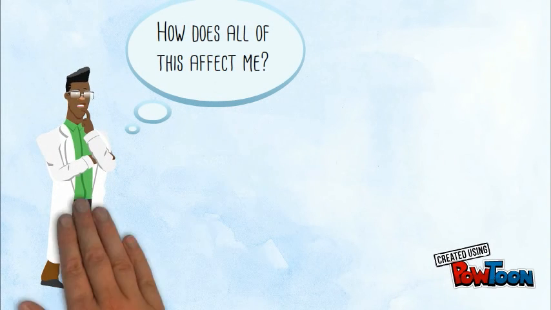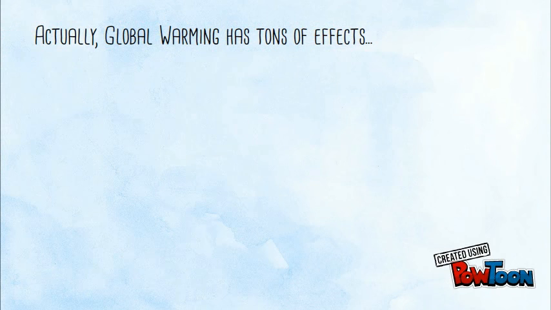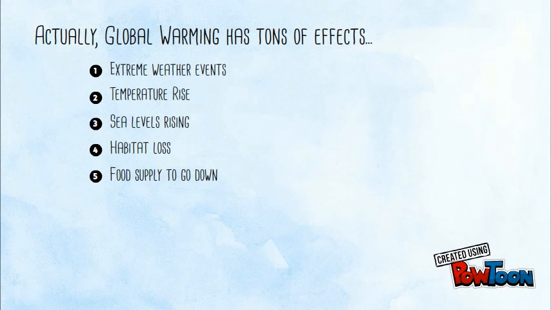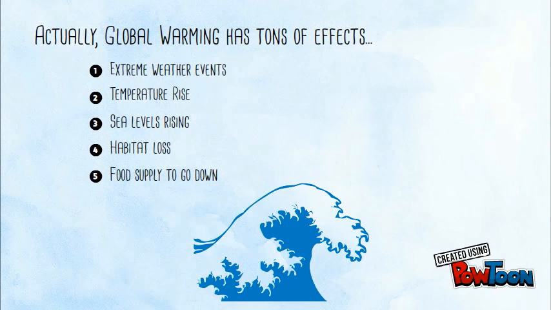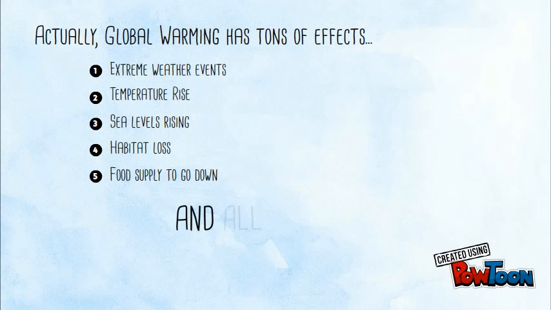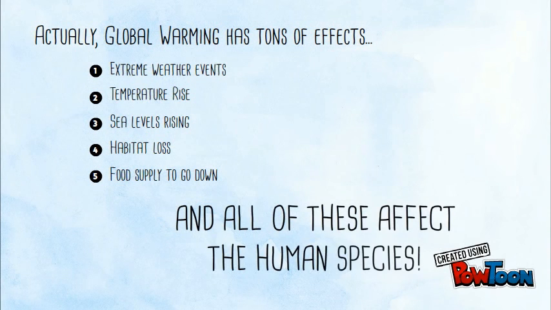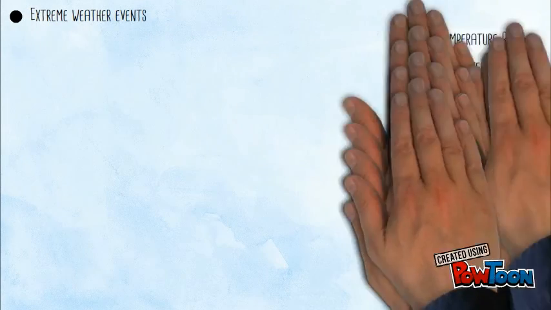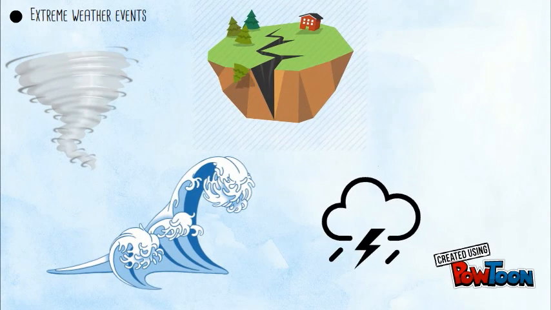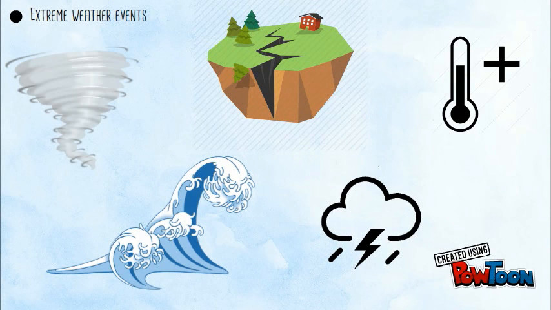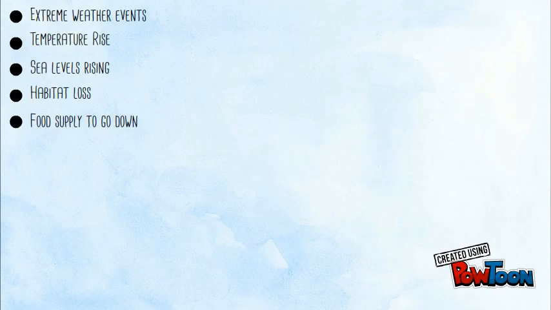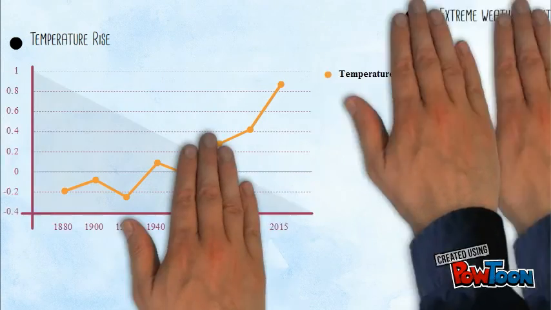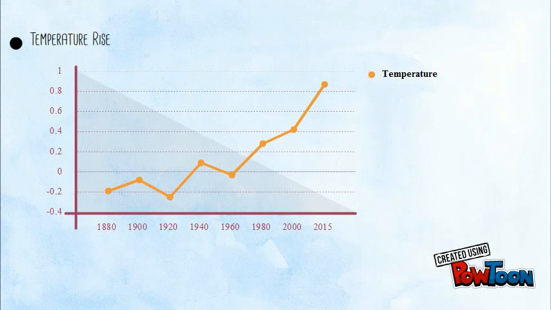But how does all of this affect me? Actually, global warming has tons of effects, like extreme weather events, temperature rise, sea levels rising, habitat loss, and food supplies going down. And all of these affect the human species. Extreme weather events such as tornadoes, tsunamis, earthquakes, storms, and heat waves are becoming more frequent due to global warming. Global warming has also caused an alarming temperature rise over the past century.